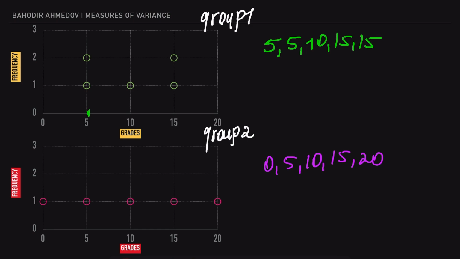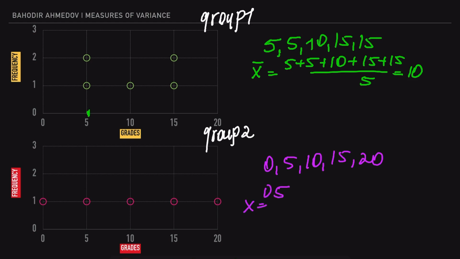So this is essentially the grades of the first group and the second group. If you find the mean for the first group, it is going to be equal to 5 plus 5, which is 10, plus 10 plus 15 plus 15, divided by 5, which is 50 divided by 5, which is equal to 10. And if you find the mean for the second group, it is going to be 5 plus 0 plus 10 plus 15 plus 20 divided by 5. I think it is again 50 divided by 5, which is also equal to 10. Well, you see, by the means, group 1 and group 2 are the same.